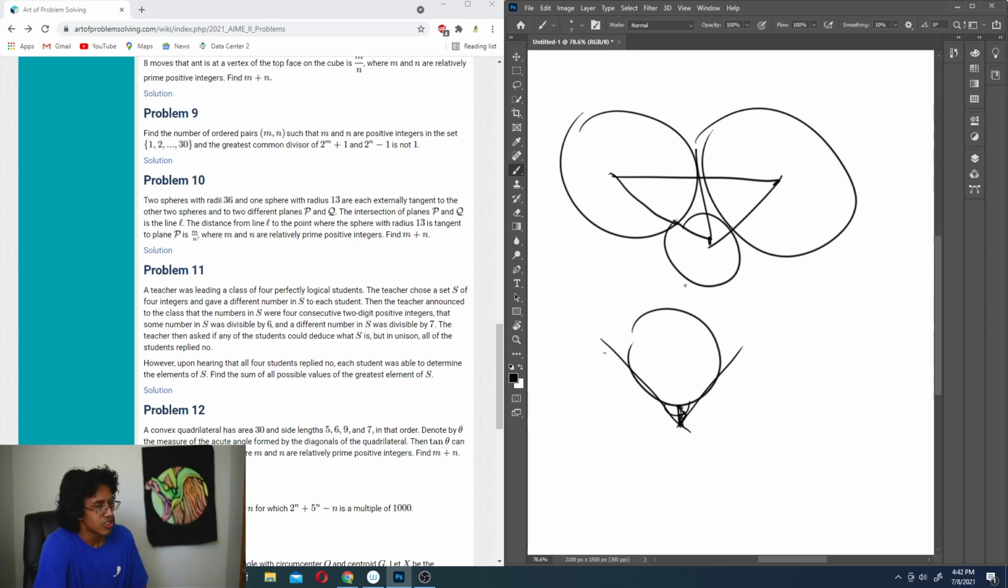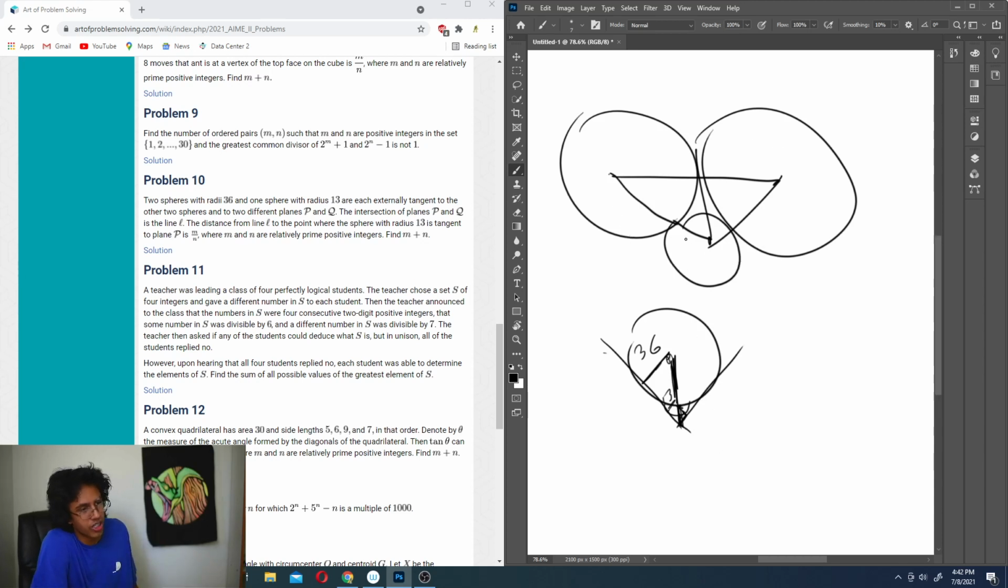Whenever you have tangent stuff, let's see, what do we want to find? So we have this stuff. This is 36. This is 13, right? So essentially we can find this height, and that's a pretty common right triangle thing. Once we find this distance, we should be in good shape. Well, that's pretty easy using this diagram.